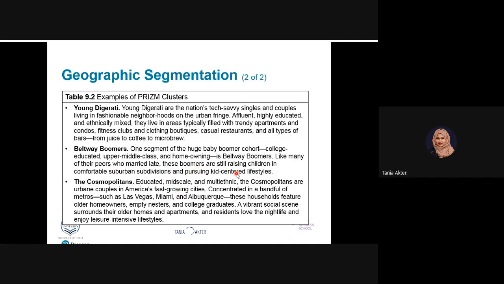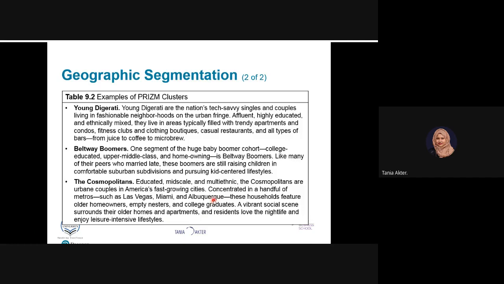They're upper middle class, and they are people who married late, and they actually prefer the comfortable suburban subdivisions with a focus on kid-centered lifestyles. The cosmopolitans are another type who are educated, also mid-scale and multi-ethnic. The cosmopolitans are people who live in urban places and in America's fast-growing cities. They are people living in Las Vegas, Miami, and Albuquerque, and they're also college graduates.